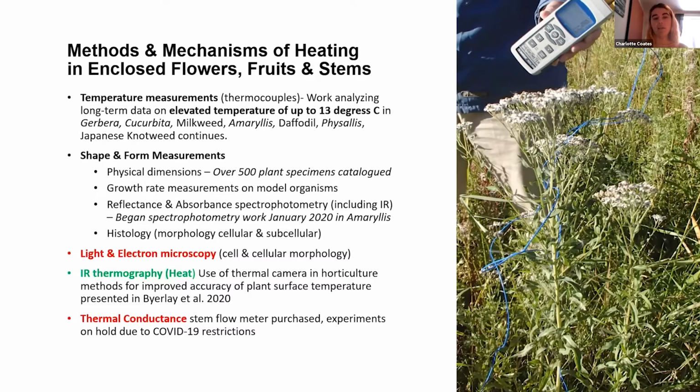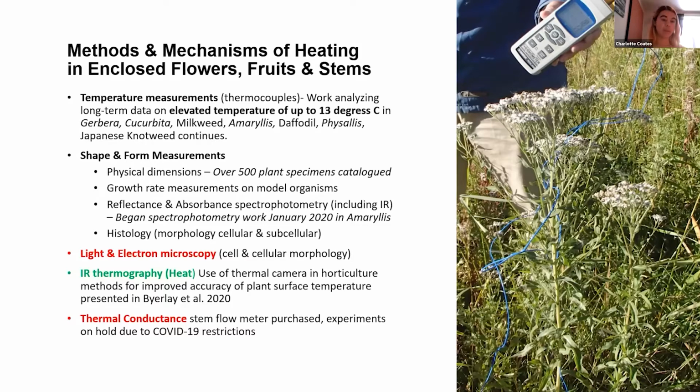In our lab, over the past 3 years, we have collected a lot of long-term data on the elevated temperatures. We have found temperatures up to 13 degrees warmer than the ambient air. These were mostly from milkweed pods, which have the most extreme results. And next, Cucurbita, we found up to 10 degrees warmer, and in Gerbera stems up to 8 degrees warmer. So there is a degree of variation within our study plants, but we are still working to analyze the results from these plants and more, which include amaryllis, daffodil, physalis, and Japanese knotweed.